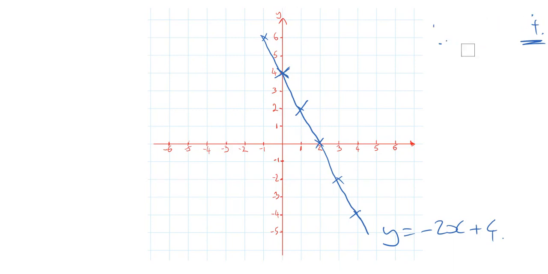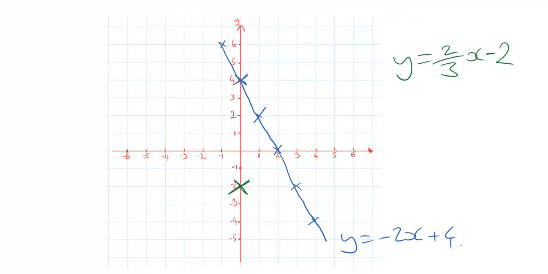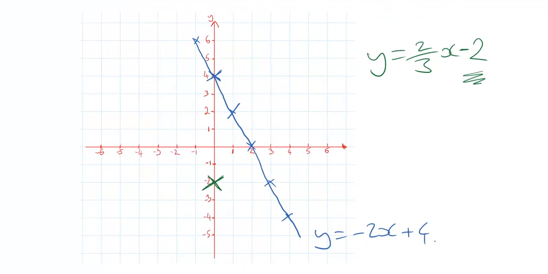Now, what's great about this is we can even do this for fractions. So let's have a look at something that looks a little bit complicated, but actually isn't. So what if I said y equals 2/3 of x minus 2? Well, to start with, I'm going to definitely mark that minus 2. I can absolutely see clearly that my y-intercept is minus 2.